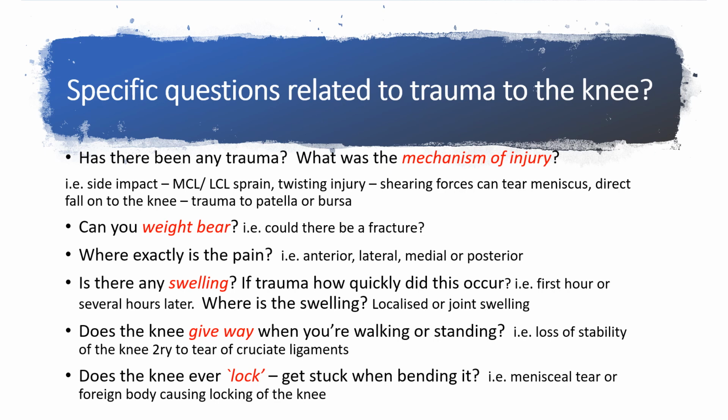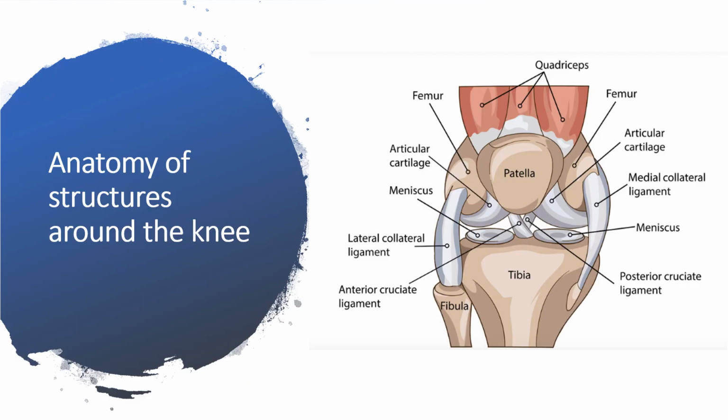Again, you want to ask, does the knee give way when walking or standing? Is there a loss of stability secondary to a tear of the cruciate ligaments? Does the knee ever lock, get stuck when bending it, such as with a meniscal tear? Or you can get foreign bodies, particularly from arthritis. Part of the bone can come away and cause locking of the knee. So don't forget about the structures of the knee and the cause of the pain or swelling.